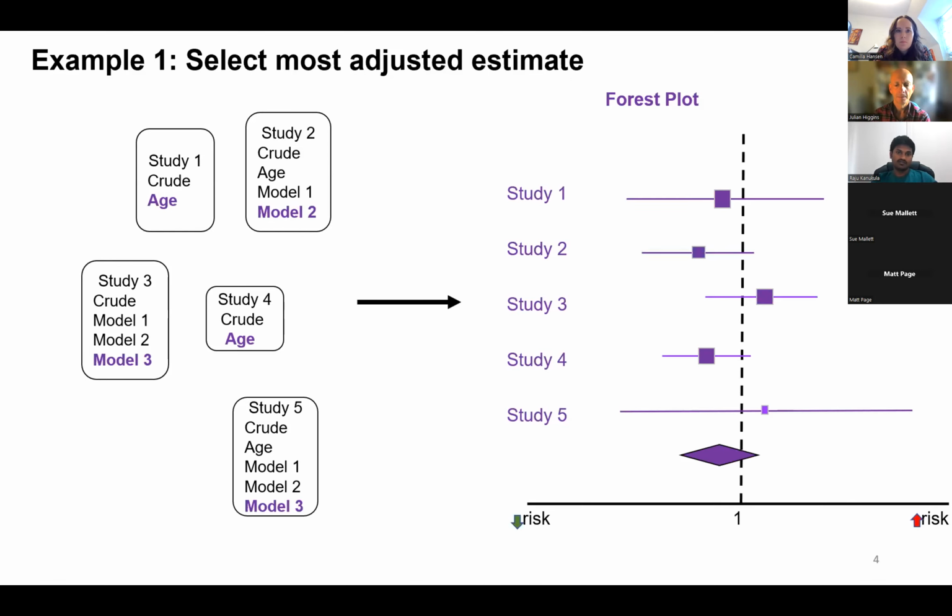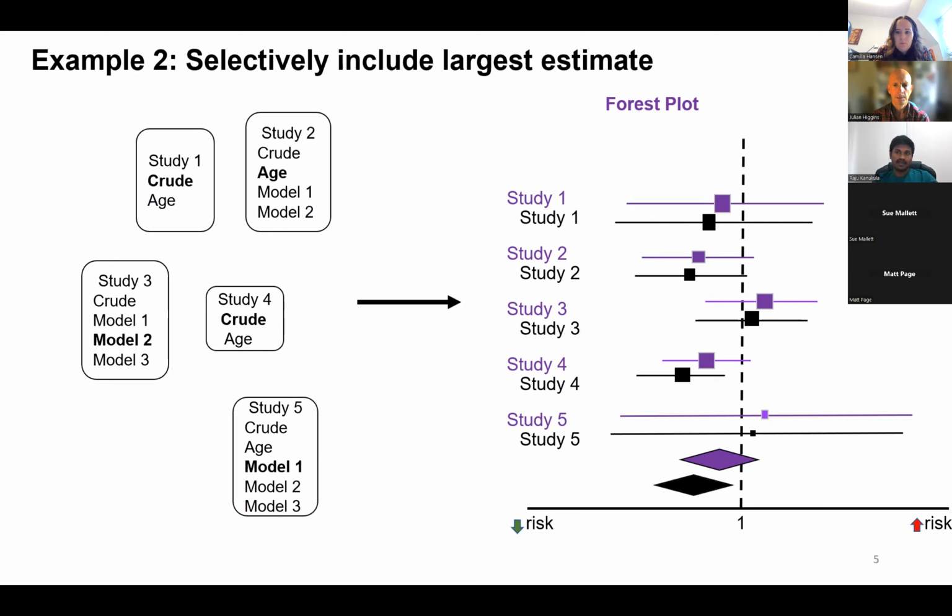So let us suppose the systematic reviewers who conducted that particular systematic review pre-specified that the results adjusted for most variables would be considered in the meta-analysis. In this example, you can see that the meta-analytic effect estimate and its confidence intervals suggest that the exposure may be associated with a negligible risk of the outcome. The diamond is lying on the line of no effect.